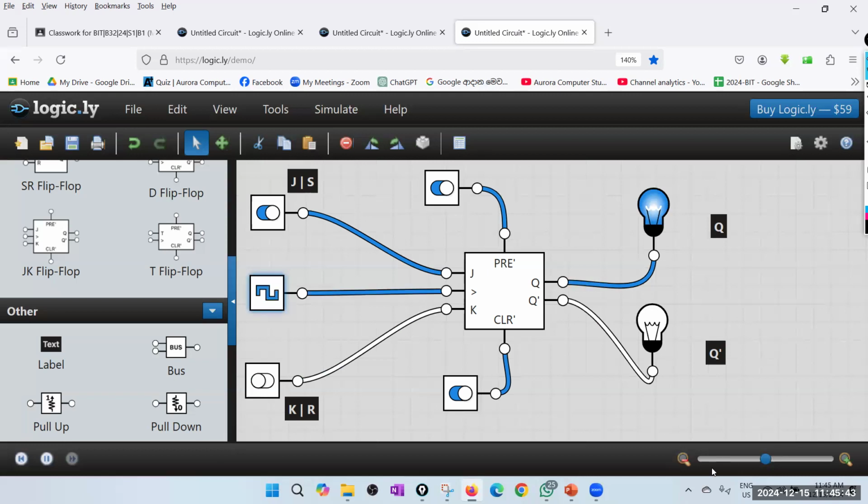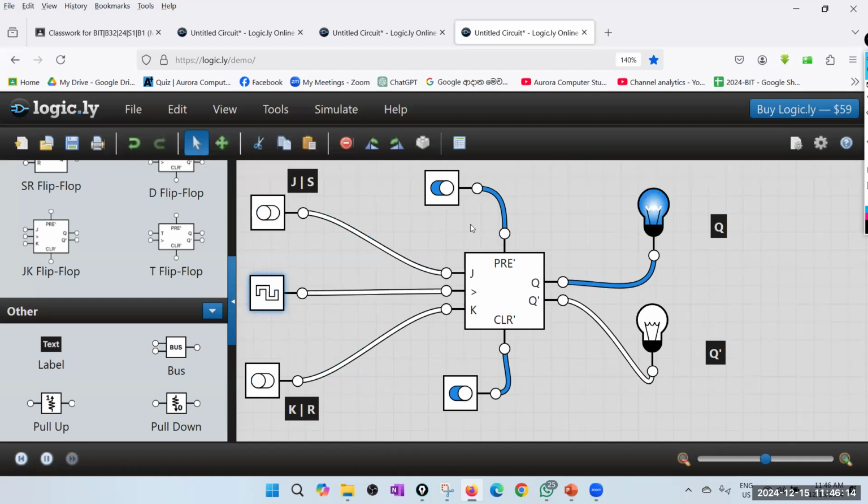Now what happens if both are one? Both are one means invert. Okay, but it happened in the clock's pulse. Right now it should invert. You can see invert. But of course now every clock pulse it is getting inverted. So therefore make sure you invert and put it back to both zero. Okay. Put it back to both zero.